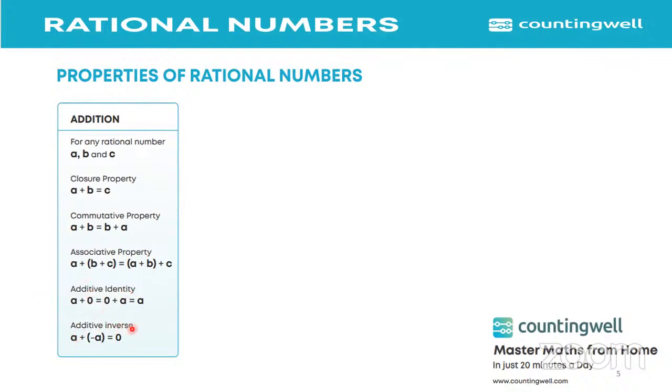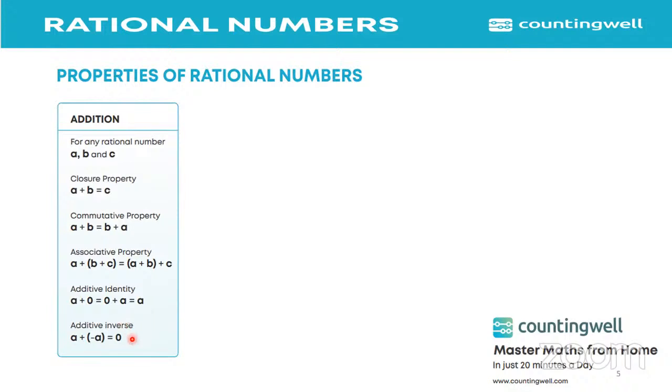Let us see what is additive inverse of rational numbers. If you have any rational number, say a, then its additive inverse is nothing but a number which when added to that number gives you 0. So if you take a rational number, for example 1 by 2, if you add minus 1 by 2 to it, you will get the resulting sum as 0. So for every rational number, there is a unique additive inverse.